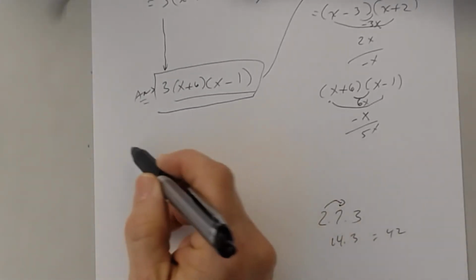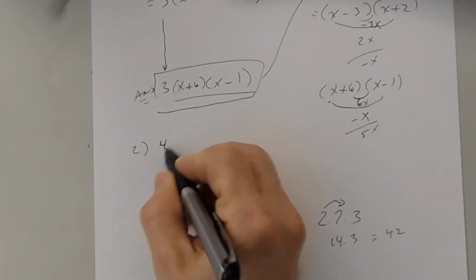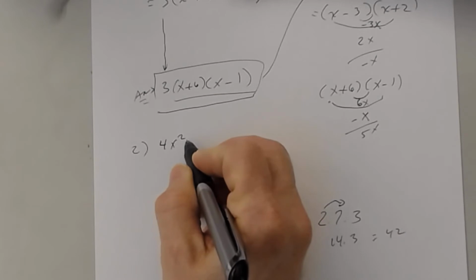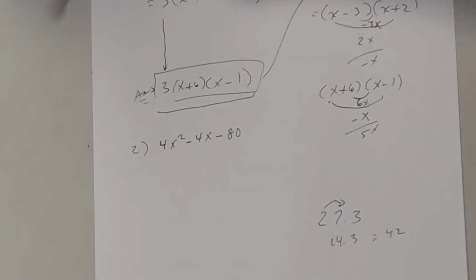All right, number 2. Suppose you had 4x squared minus 4x minus 80. 4x squared minus 4x minus 80.